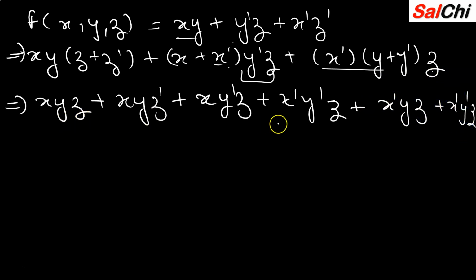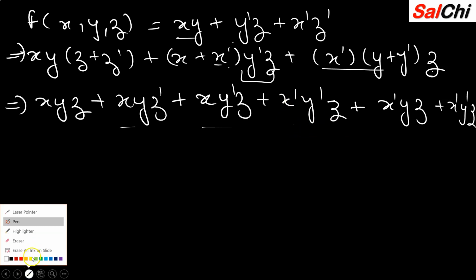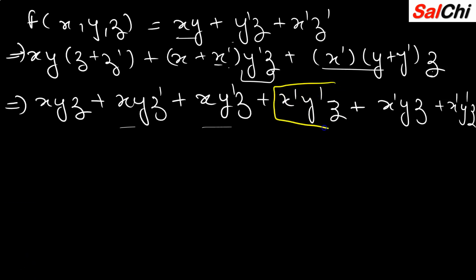Just check if there are any redundant or duplicate terms. x, y, z we have, this is not a duplicate term, this is not a duplicate. Yes, you can see, just let me underline them. This term and this term, these two terms are redundant: x complement y complement z, and here is also x complement y complement z. So you can just cut one. We don't need duplicates. Okay, remove this. I don't think there are any other duplicates now.